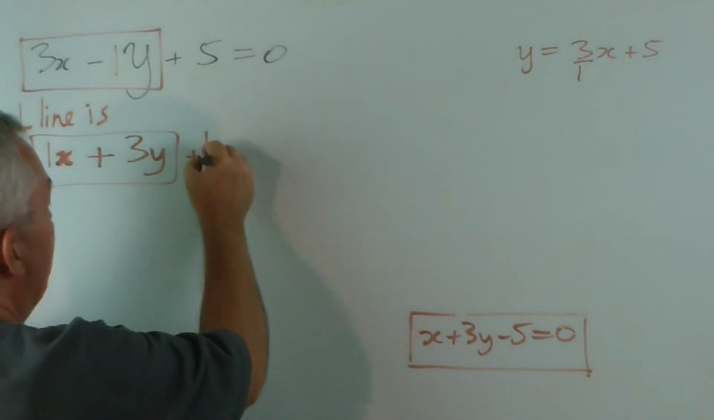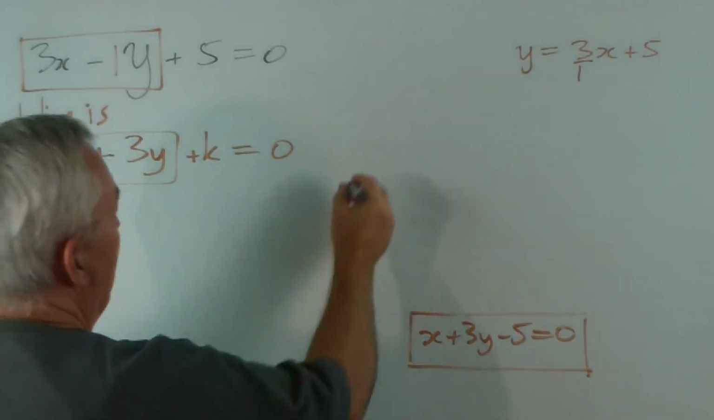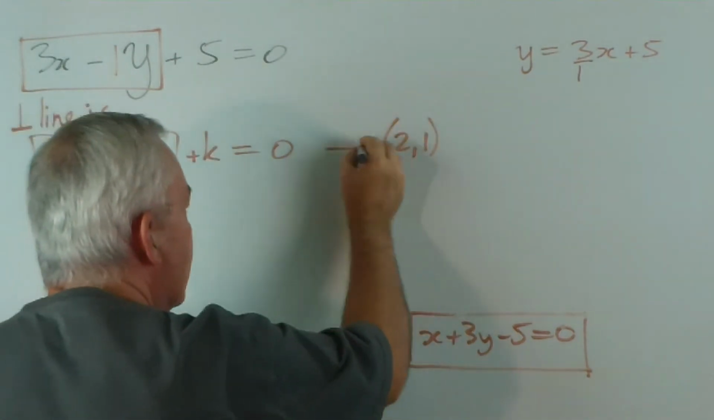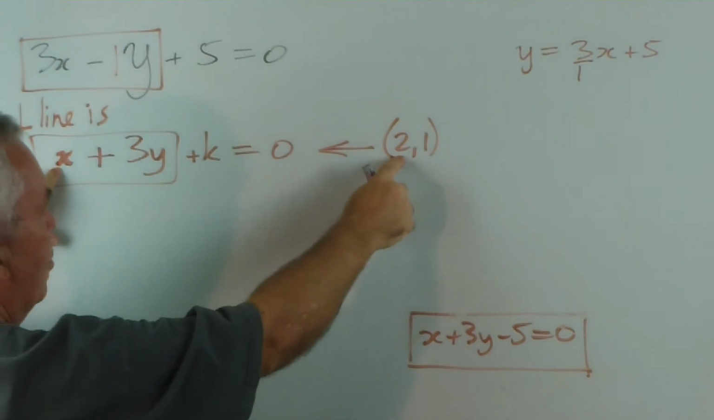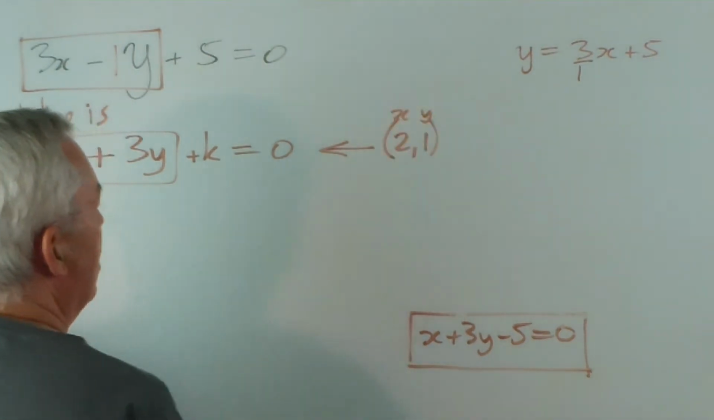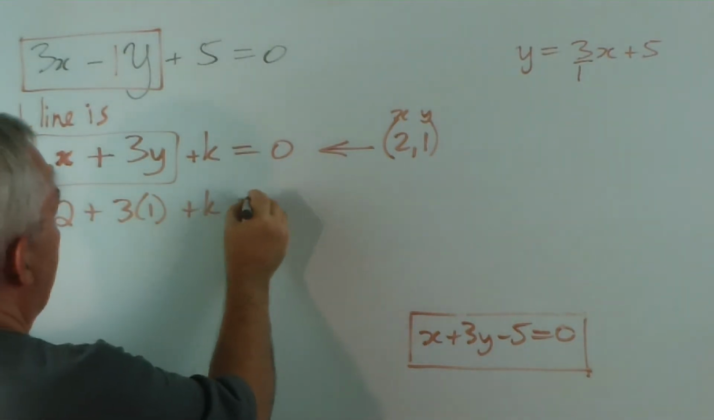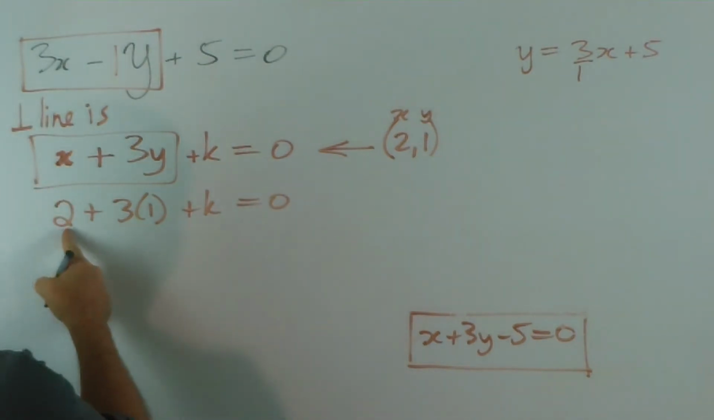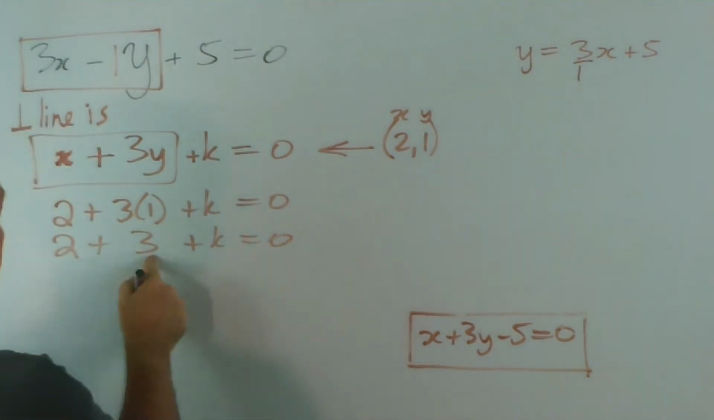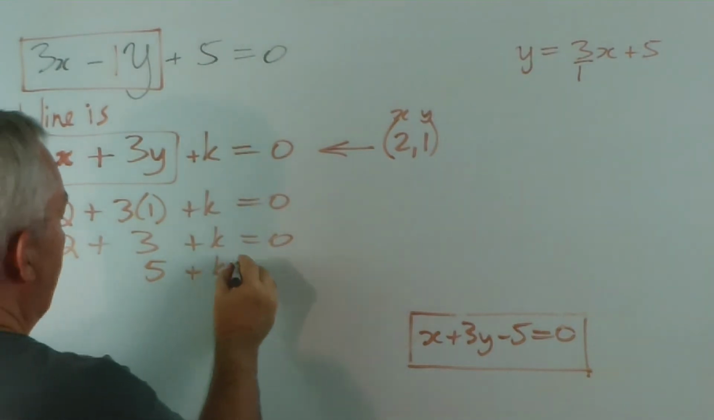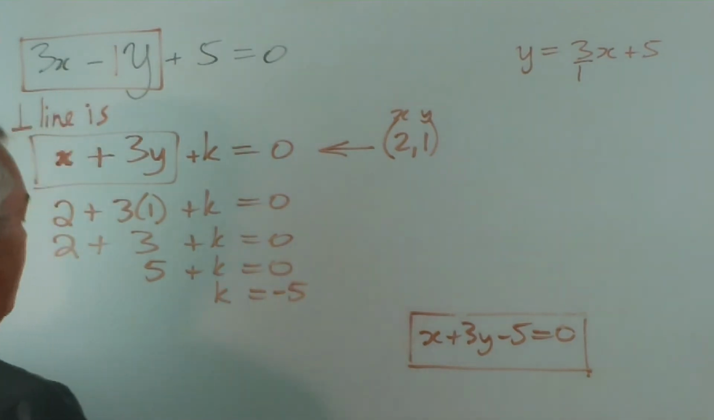And all that remains is for me to find the missing constant. And that's easy enough to do. I think I have the point 2, 1. So let's substitute and we'll find the constant. Now, x is worth 2 and y is worth 1. I'll just write x and y above here. So if I put 2 plus 3 lots of 1 plus k is 0, then here I have 2 plus, I'll write every step, 3 ones are 3, plus k is 0, 2 plus 3 is 5, plus k is 0, and k, subtracting 5 from both sides, is negative 5.